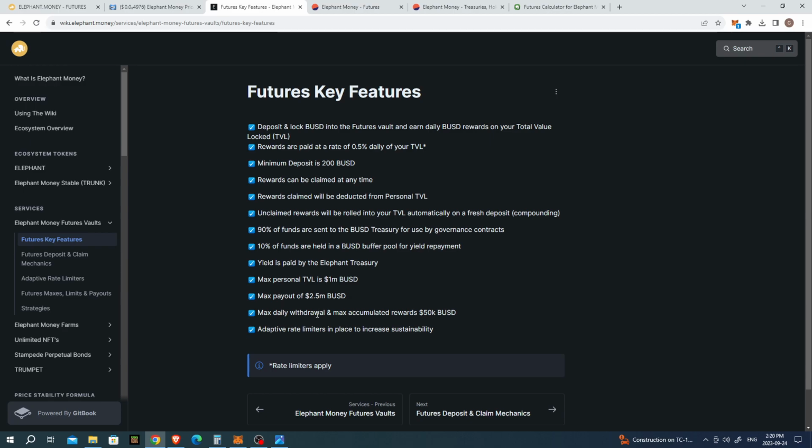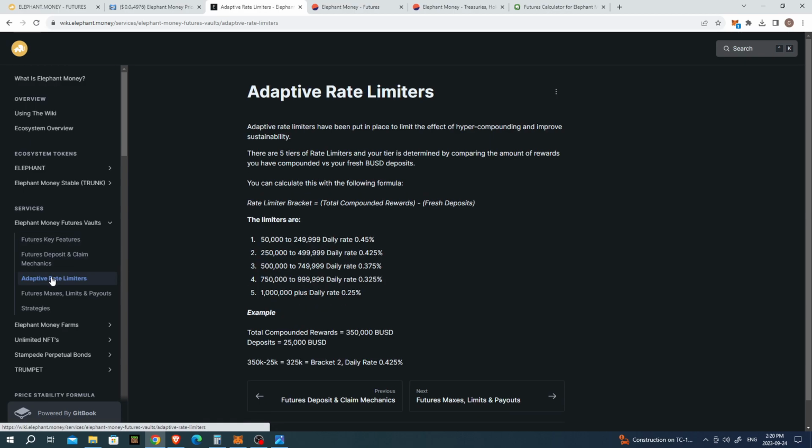And there's also the max daily withdrawal or compounding at 50,000. So as you get a larger wallet going forward, you have to make sure that if you get to 50K, you compound it. Otherwise, it just stops there. Or if you get more than that amount, you can't withdraw more than $50,000 a day. And when we get into the strategies, we'll see how this can happen and how that works.